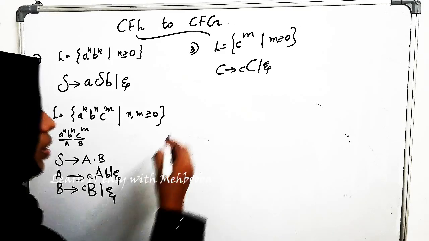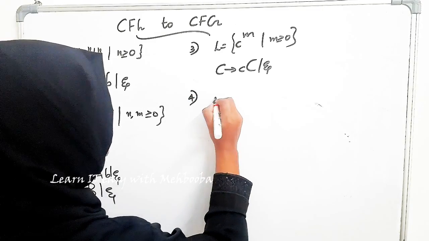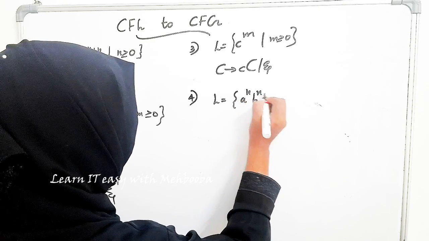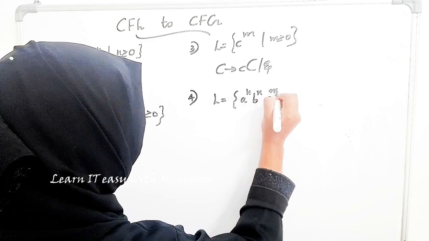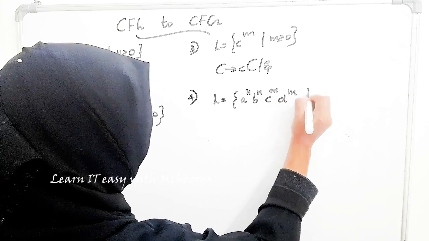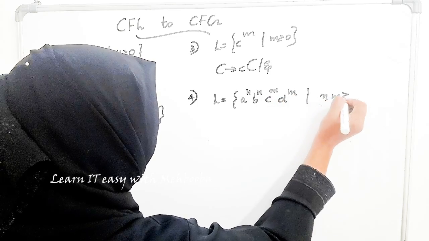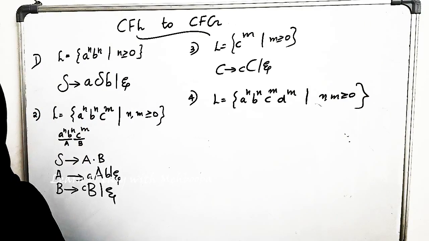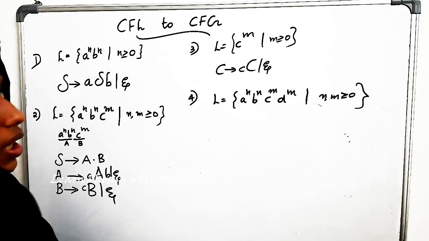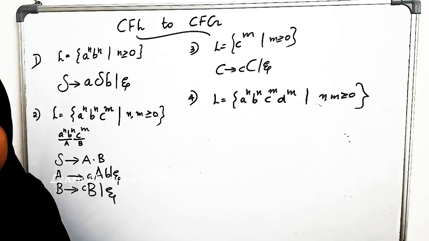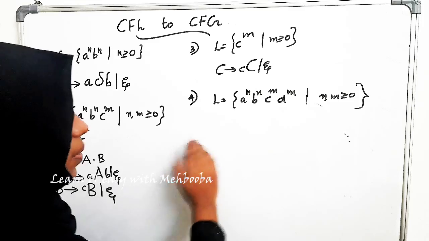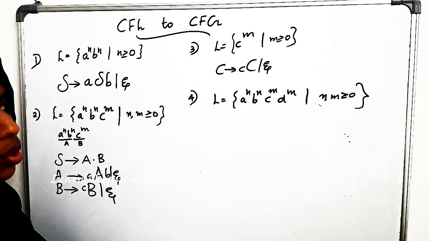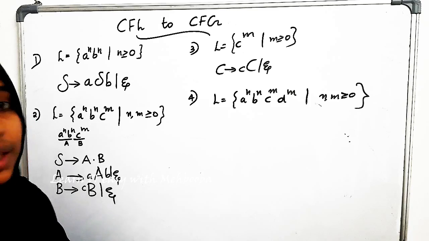So the next example that we are seeing is L is equal to A raised to N, B raised to N, C raised to M, D raised to M, where N and M are greater than or equal to 0. Please note that for any string a PDA cannot accept, you can neither write a CFL nor write a CFG. For example, A raised to N, B raised to N, C raised to N, D raised to N. A PDA cannot accept that string, so you cannot write a grammar for that too.